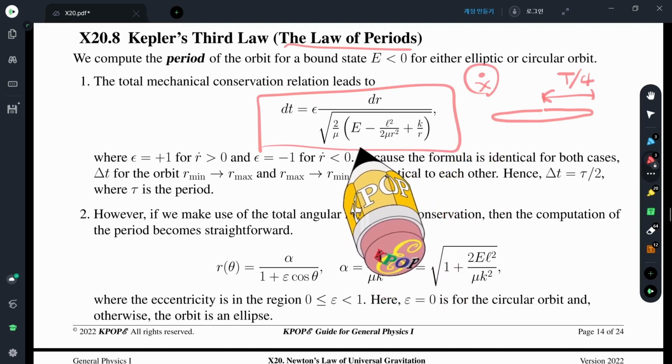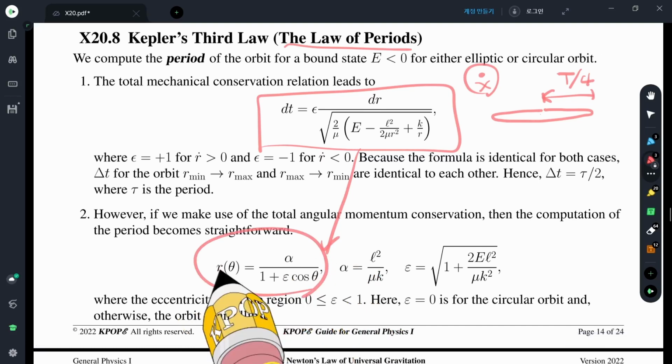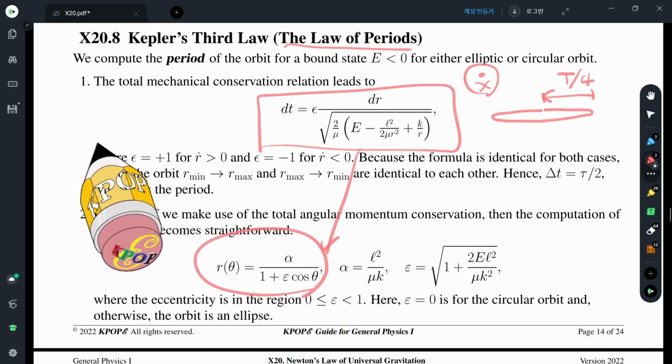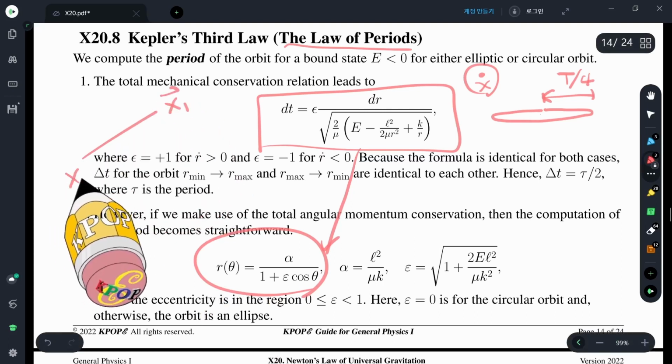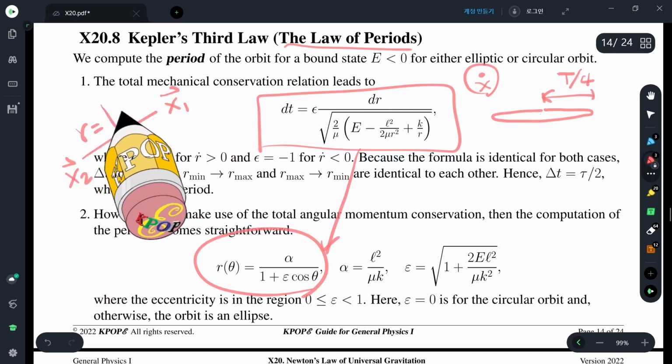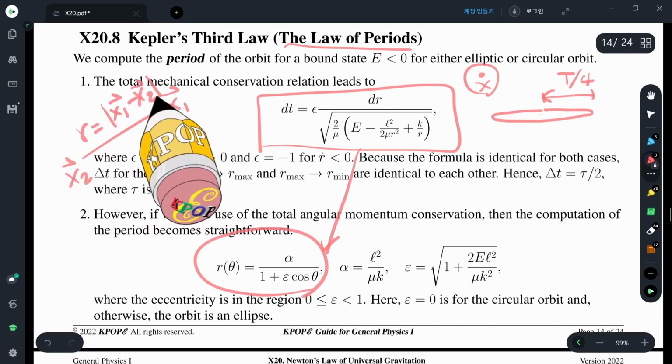And the result is this one. Here, r is the relative coordinate, that means the distance between the two particles. R is the absolute value of the relative displacement.